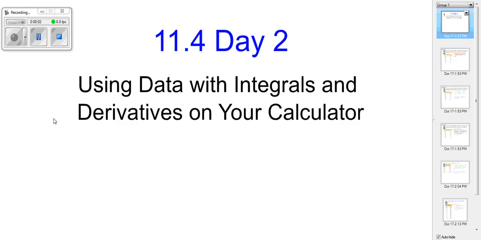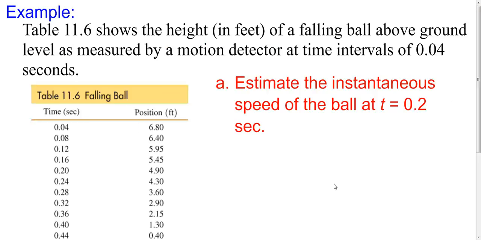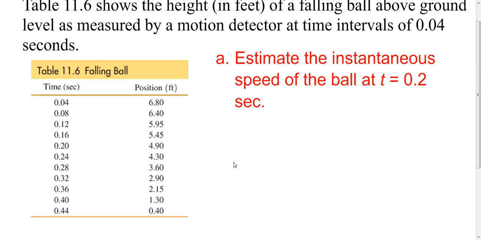All right, now we are going to look at how we can use our calculators to use some data tables and some information that can give us, okay? So in this first example, I am looking at a table that shows me the height in feet of a falling ball that's above ground, and I'm measuring it by a motion detector, and I'm measuring it every 400ths of a second. You can see that the object is at 6.8 feet above the ground at 400ths of a second, and 6.4 feet at 800ths.